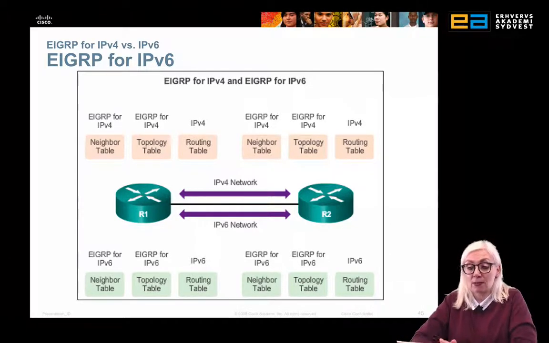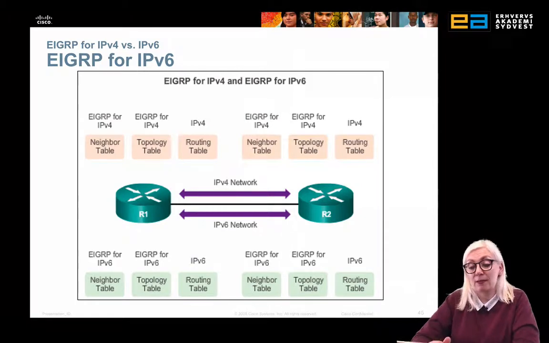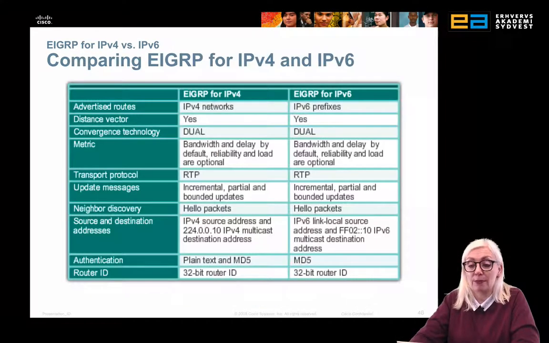And it uses the same tables. It has the neighbor table, the topology table, and the routing table. So if we compare them, they are basically the same. Of course, we now have the IPv6 routes and prefix, which is the subnet mask in IPv6, that is advertised. It's a distance vector. It uses DUAL. The metrics are the same. They both use the Reliable Transport Protocol. The updates are sent incremental, partial, and bounded.